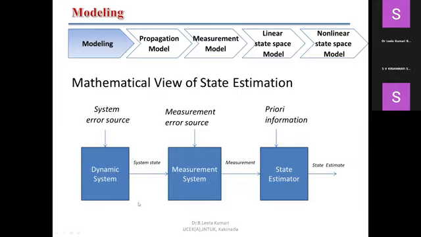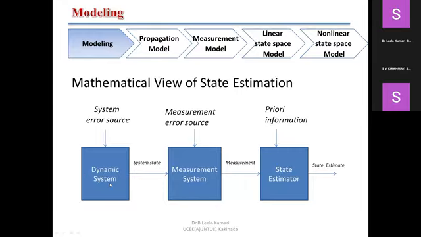But the thing is, these states are not directly measurable. So they must be estimated using available measurements. Here, taking the measurement errors into account, the measurement system provides the measurements. And the state estimator takes the measurements into account, takes the previous information, and gives you the future state of that particular system. This is what happens in the state estimator.